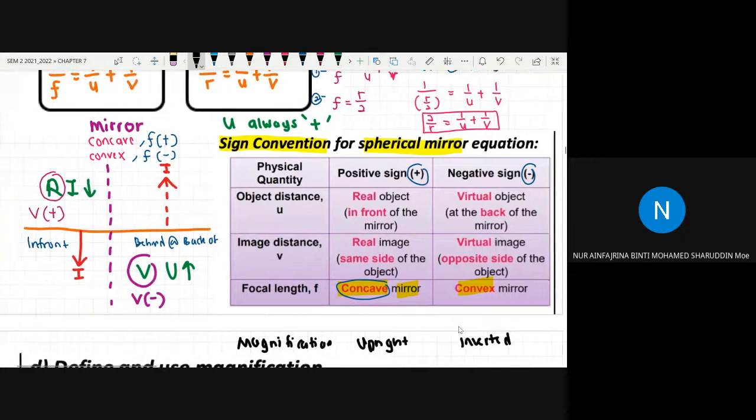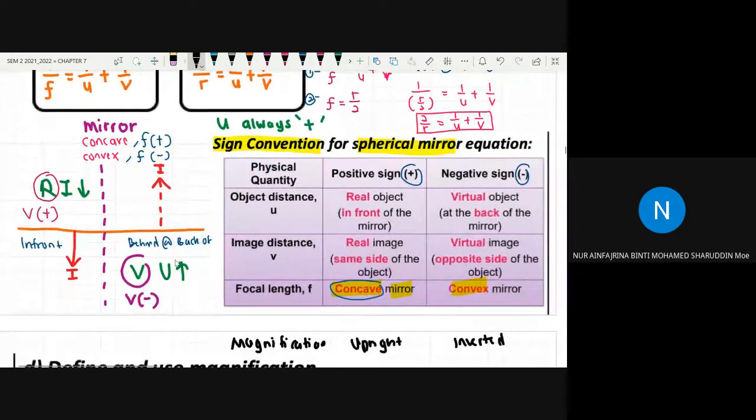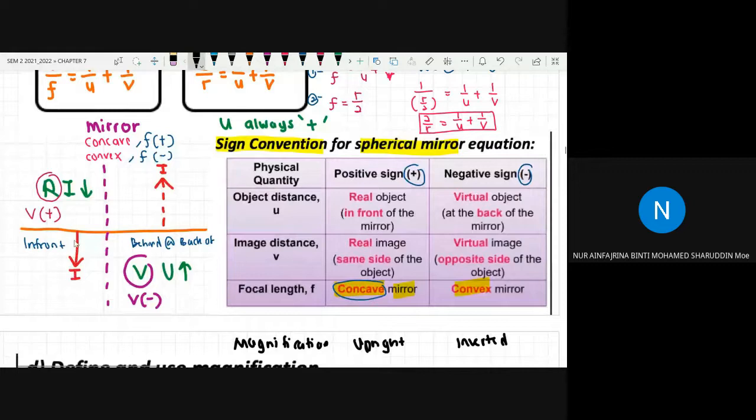So maksudnya sekarang, cuba tengok. In front of mirror, you akan dapat image inverted. So bila dia inverted, magnification dia adalah negatif sebab image dia terbalik. Tetapi bila image you upright, you dapat image belakang mirror, magnification you adalah positive. Okay, that's all. Sebab dia inverted, dan kita tengok dia upright, kat sini magnification positif, dekat sini magnification negatif. Itu sahaja yang korang kena tahu pasal sign convention.